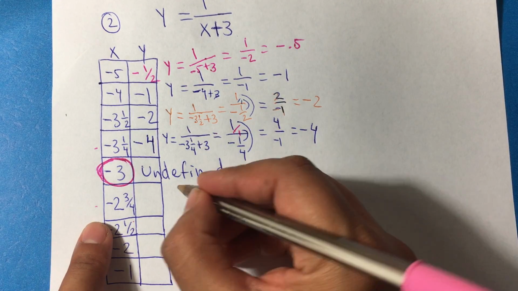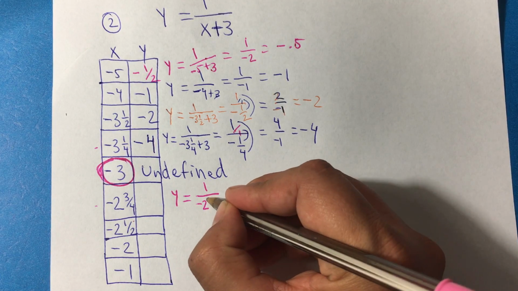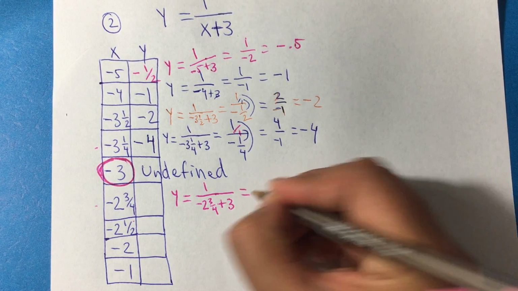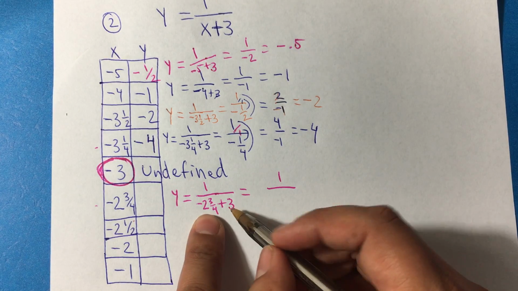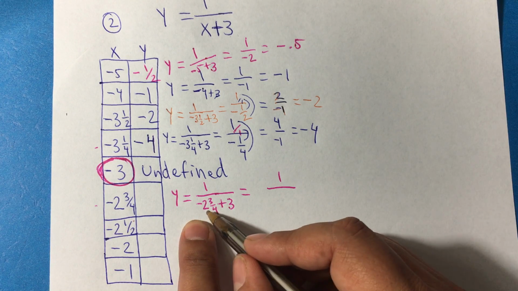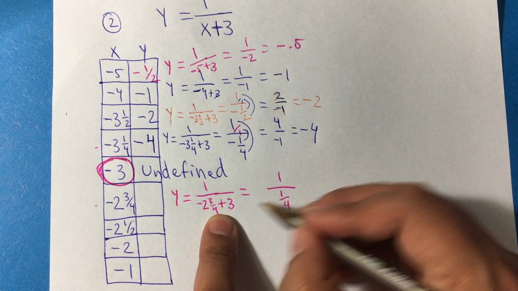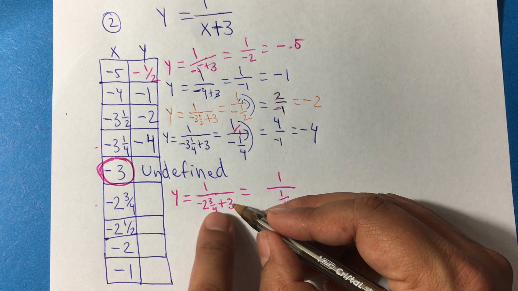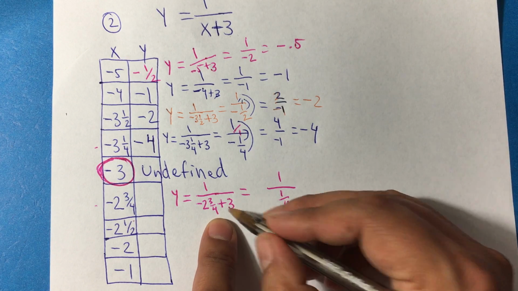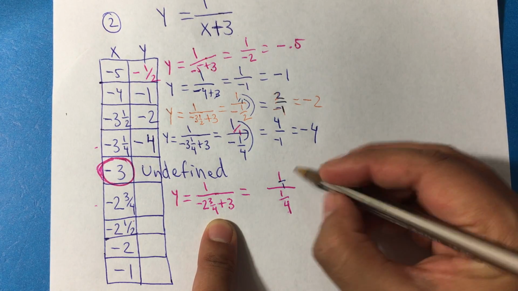Now the next part is going to be y is equal to 1 divided by the value of x, which is -2 3/4 plus 3. And that gives me 1 over, well, think about it. I have 3 cakes, but I'm taking away 2 3/4. So what do I have left? 1/4 of that last cake. I take away 2, and of the last cake, I take away 3/4. I only have 1/4. And it's positive because the bigger number is positive. I put it over 1 and start multiplying.